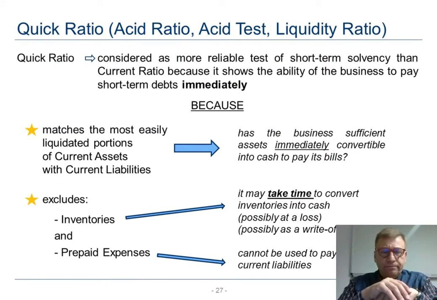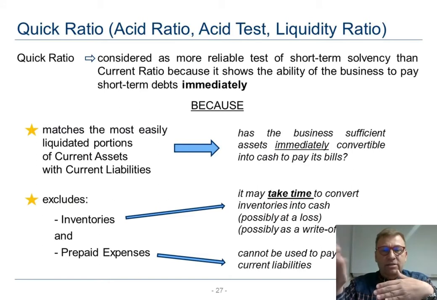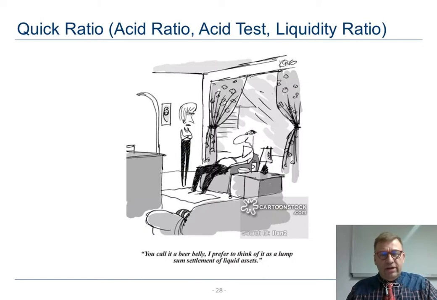And as well, it excludes prepaid expenses, because when they are prepaid already, you don't have this cash, because you prepaid something. And if you don't have this cash, you cannot possibly pay your current liabilities with this prepaid expense. So these are all the interesting things about quick ratio.